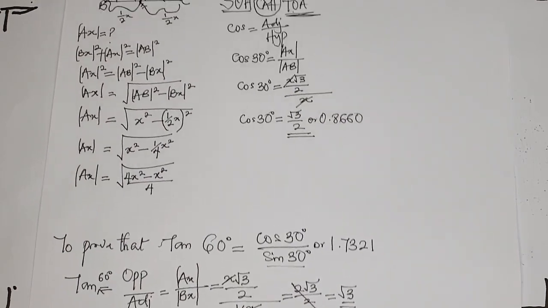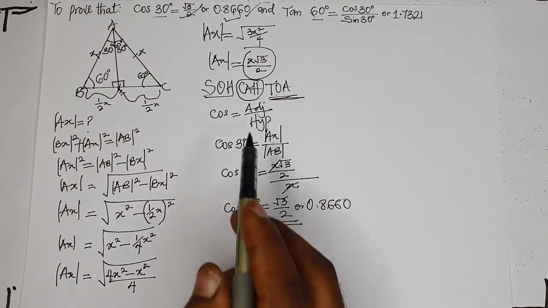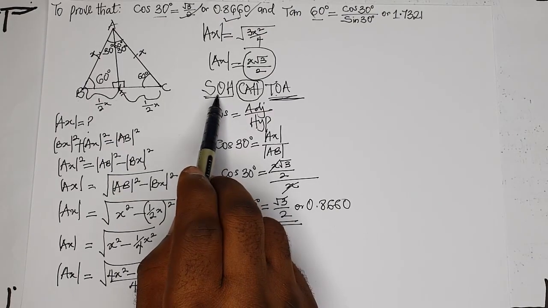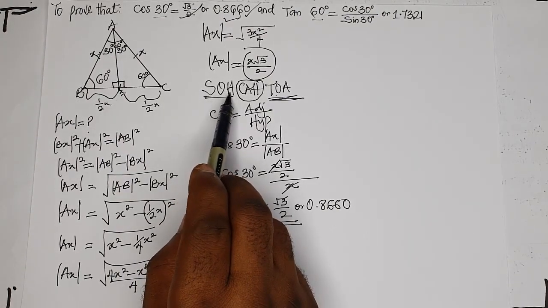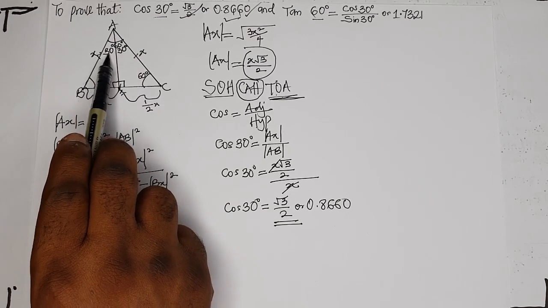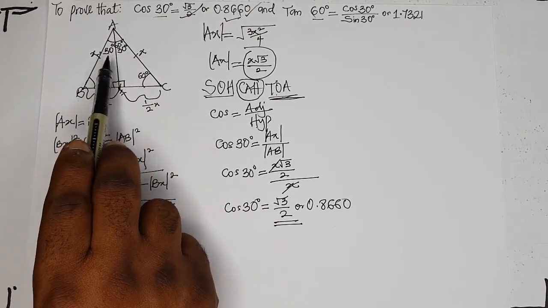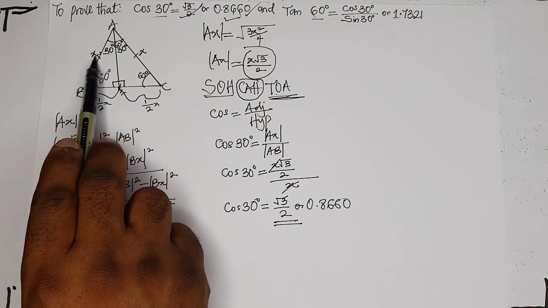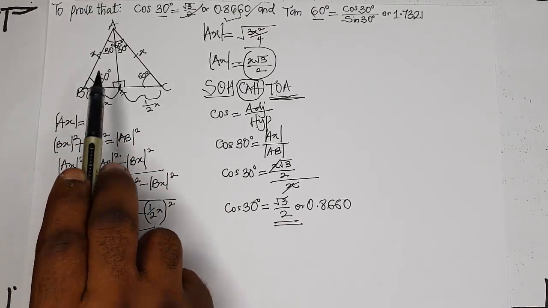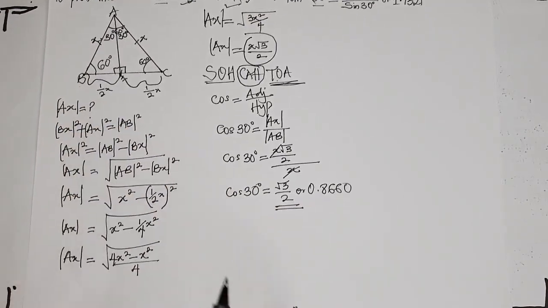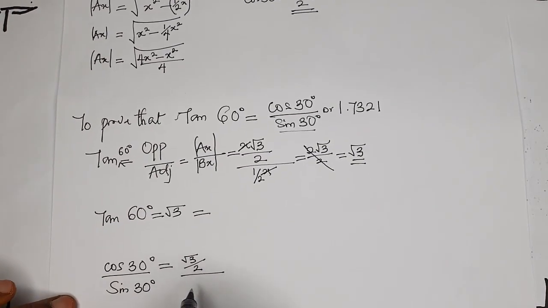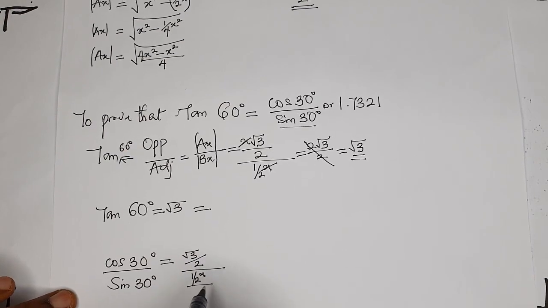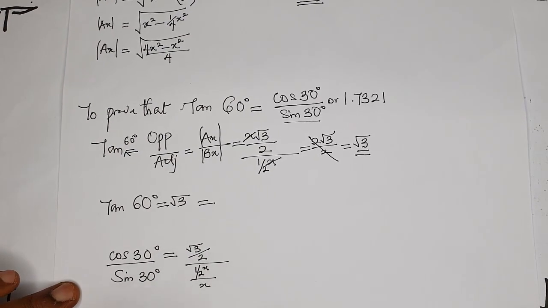Now come back to the triangle we have been dealing with initially. First of all, the trigonometric ratio for sine is opposite all over hypotenuse. And looking at 30, sine 30, the opposite is half of x, and the hypotenuse is x. So I'm going to substitute half of x all over x in place of sine 30 right down here.